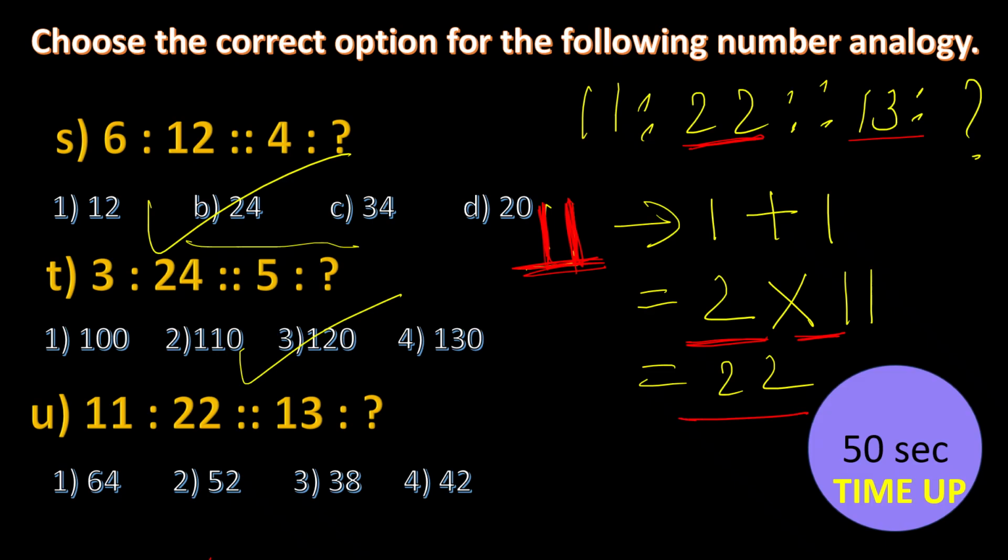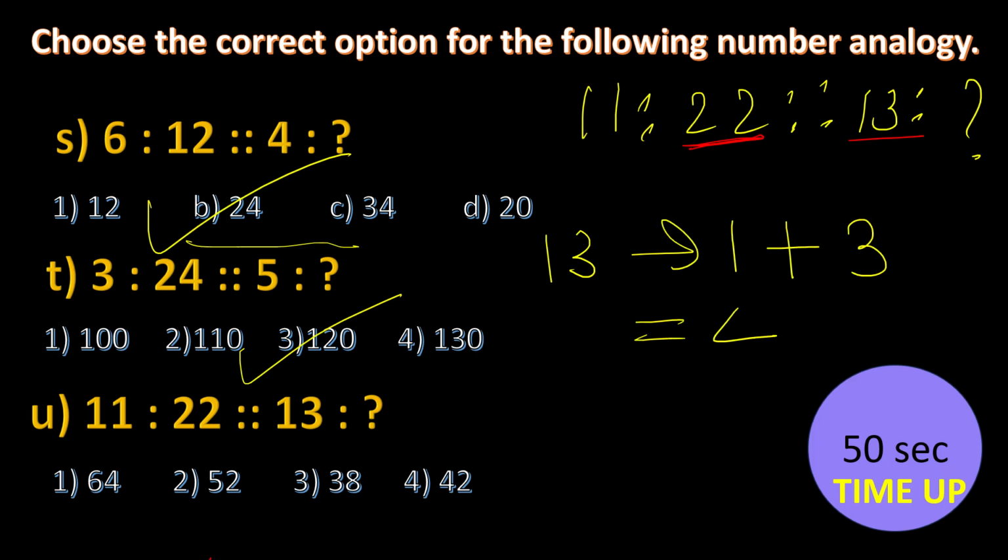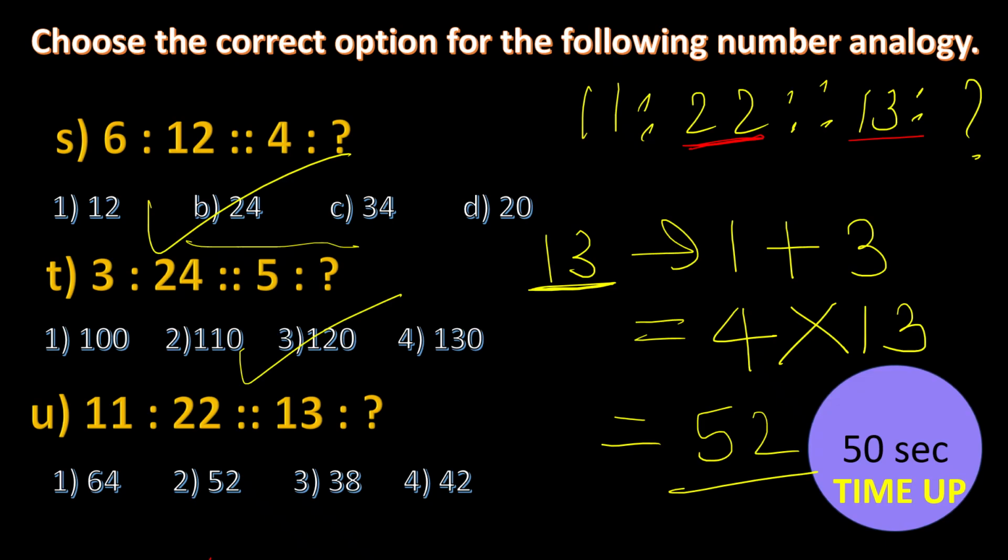Same logic I will apply for 13. So what will I do first? For 13, I will do 1 plus 3, which will give you 4. 4 into the same number from where I had started, that is 13. So what will be the answer? 52 will be the answer. 4 into 13 is 52. So option second is the correct option.